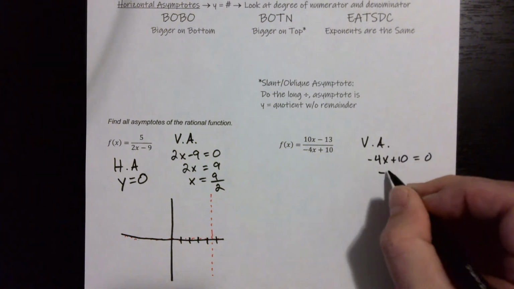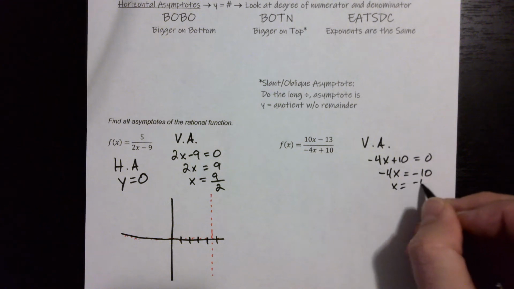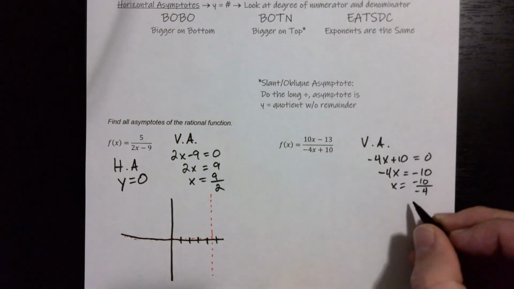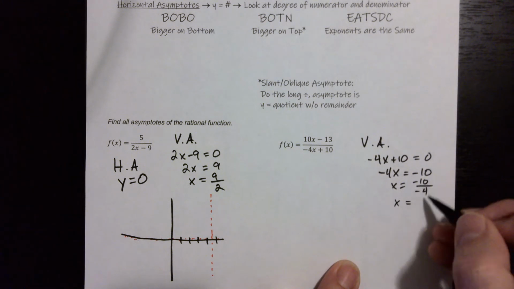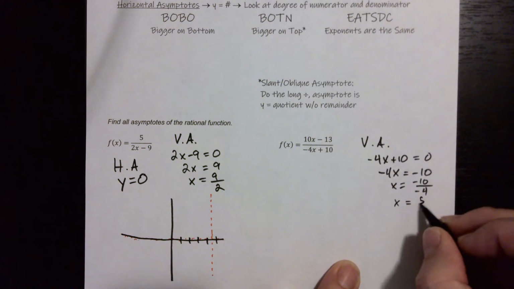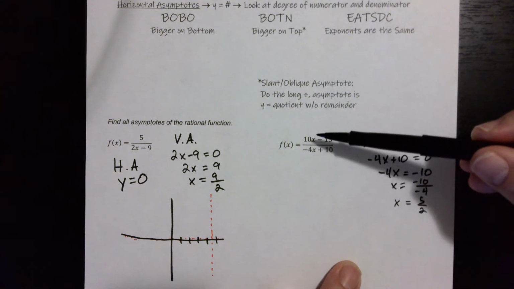Okay, move the 10 over, you get negative 4x equals negative 10, and x is equal to negative 10 over negative 4. Reduce that and make it positive because you're dividing by a negative, and it's already negative, so it's 5 over 2.